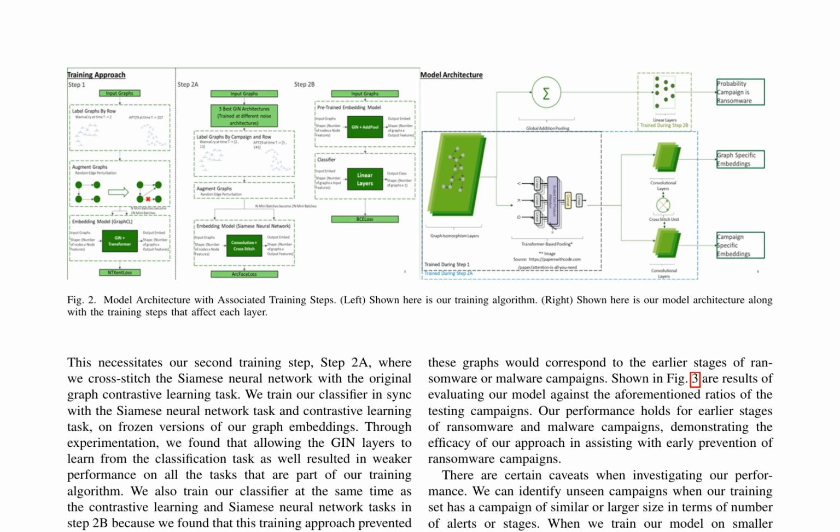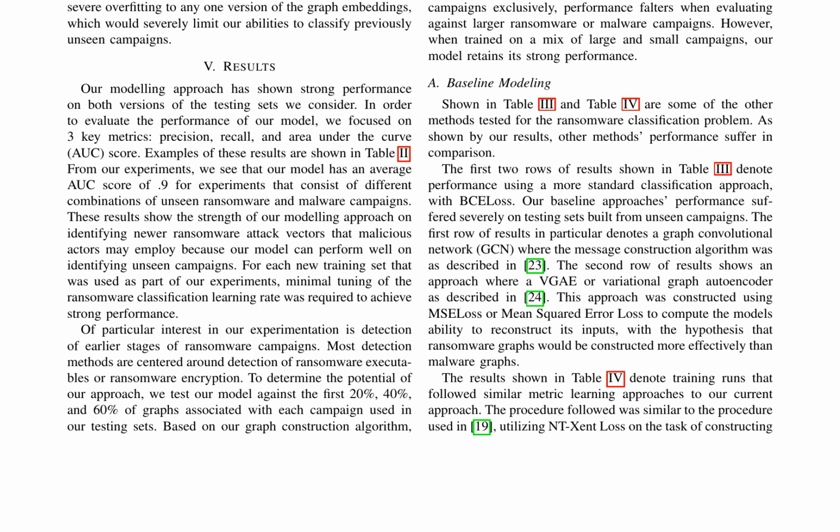The model's performance is evaluated using precision, recall, and AUC score, demonstrating strong results, particularly in identifying unseen ransomware campaigns. Notably, the approach excels in detecting earlier stages of ransomware campaigns, showcasing its potential in early intervention. However, limitations are acknowledged, such as the model's performance faltering when trained exclusively on smaller campaigns. This highlights the need for diverse and comprehensive training datasets.